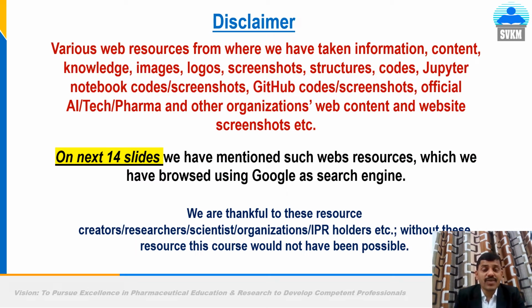Various web resources from where we have taken information, content, knowledge, images, logos, screenshots, structures, codes, Jupyter notebook codes, screenshots, GitHub codes, screenshots, official AI, tech, pharma and other organizations' websites we have referred for taking latest and first-hand information from those who are doing things using AI. On the next 14 slides, we have mentioned such web resources which we have browsed using Google as a search engine. We are thankful to these resource creators, researchers, scientists, organizations, IPR holders, etc. Without those resources, this course would not have been possible.